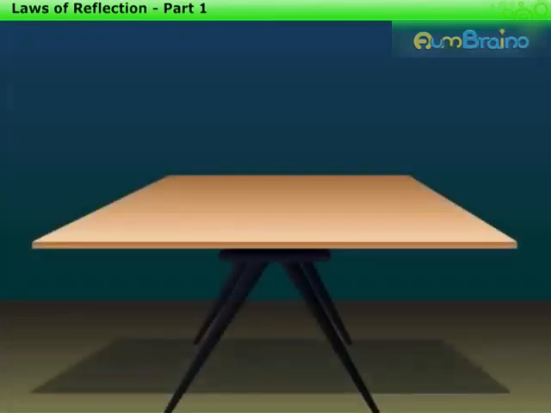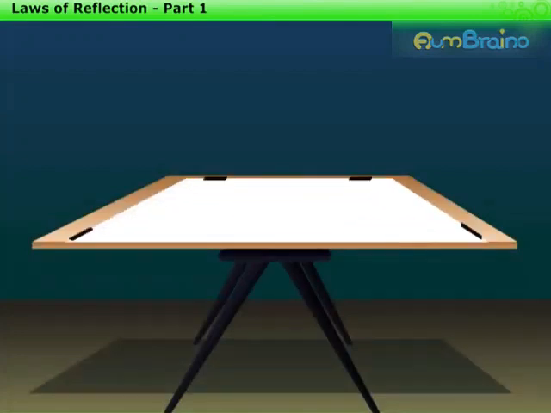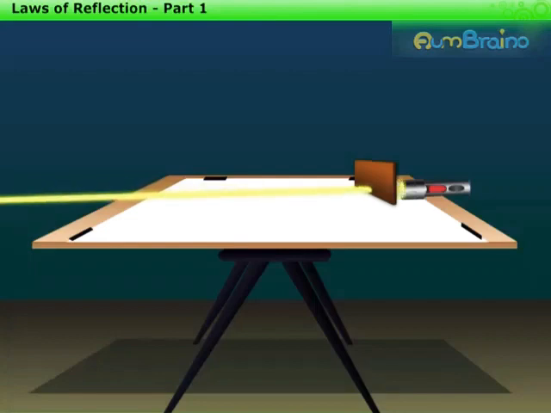For the first activity, fix a white sheet of paper on a table. Take a torch and a cardboard with a slit. Throw light of the torch through the slit of the cardboard, and place a plain mirror in the path of the light ray. Keep the torch and the mirror steady.